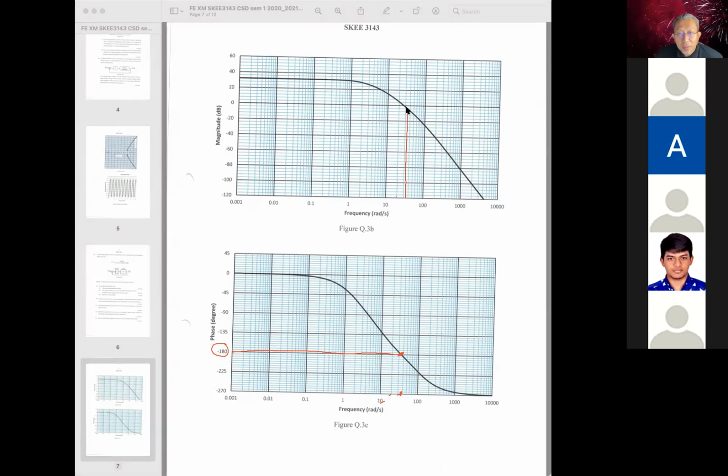What is the value here, the dB? 5. Gain margin 5 decibels, which is 0 minus 5 dB. Okay.